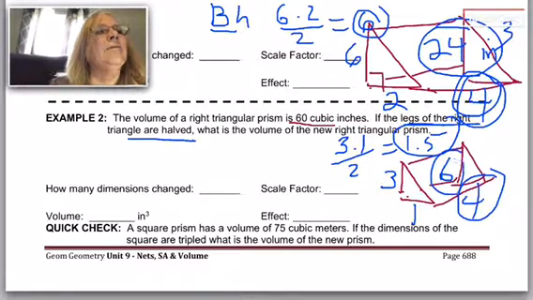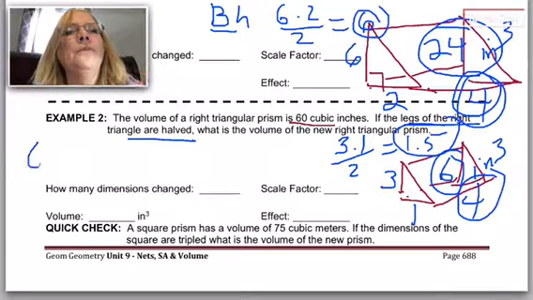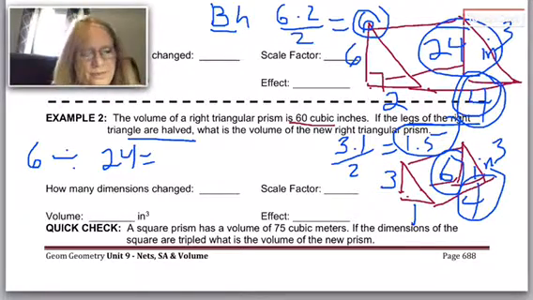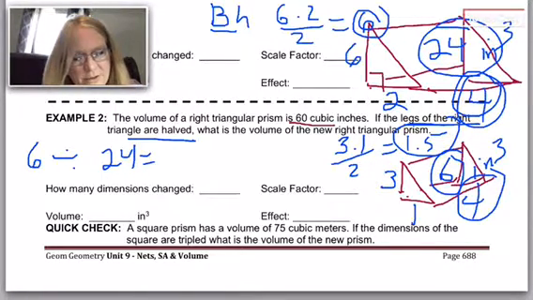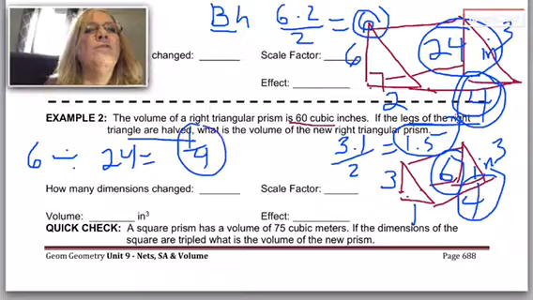So what happened? If you want to know what happened, we take our new volume, which is 6, and we divide by our original volume, which was 24. And 6 divided by 24 is 1/4. So why did it change by 1/4?